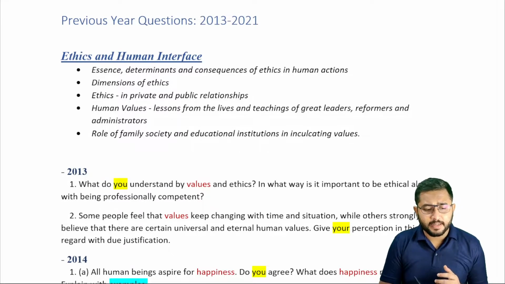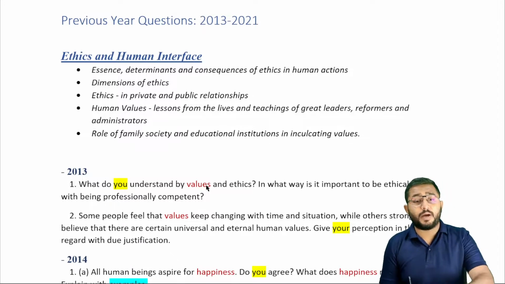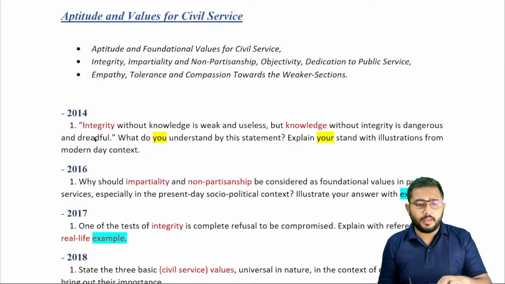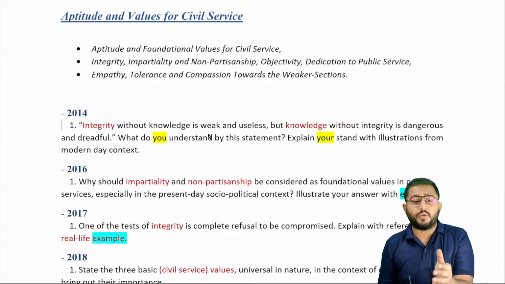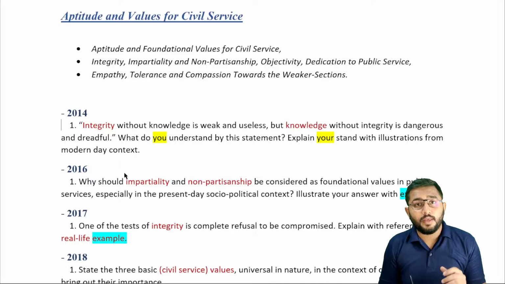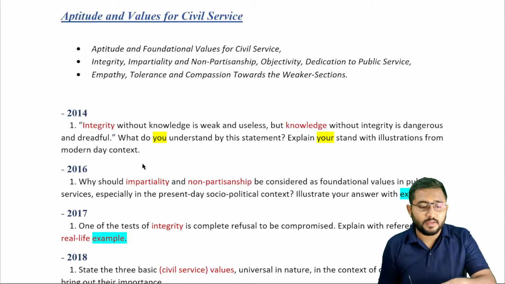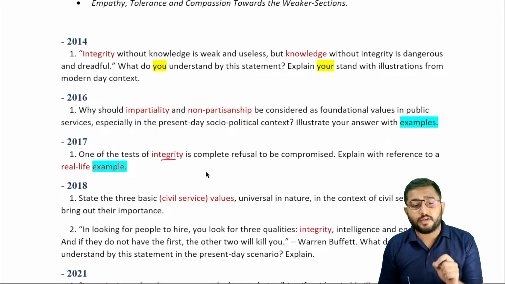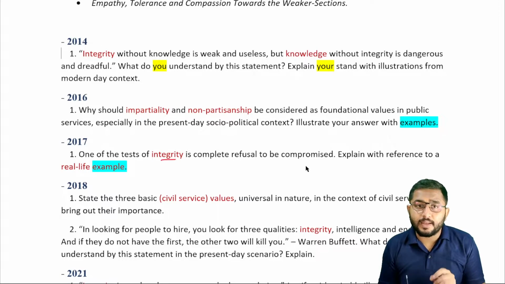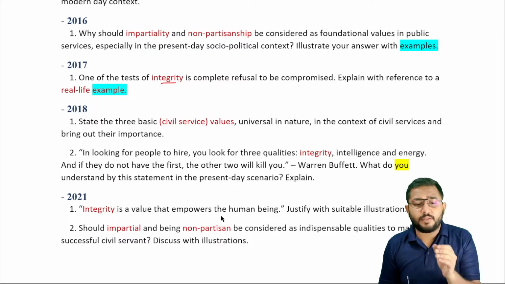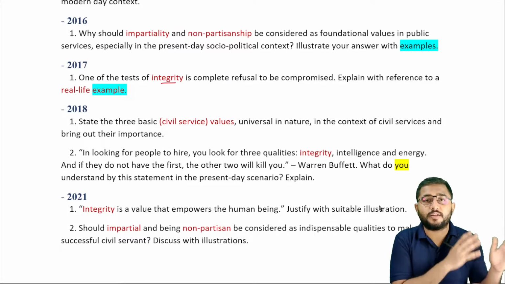You would see that, let's take the example of integrity, which is part of our aptitude. In that, you would see this question on integrity, which says integrity without knowledge is weak and useless, but knowledge without integrity is dangerous and dreadful. In this question, you're not supposed to define what integrity is. In this question, on the test of integrity, one of the tests of integrity is complete refusal to be compromised. Again, you're not supposed to define integrity. Same question: integrity is a value that empowers the human being. Justify with suitable illustrations. You're not supposed to define integrity.